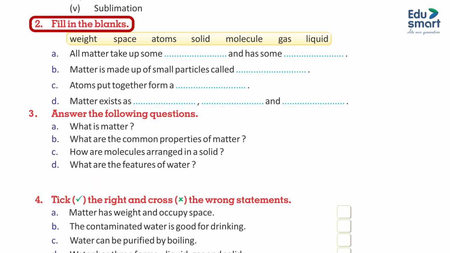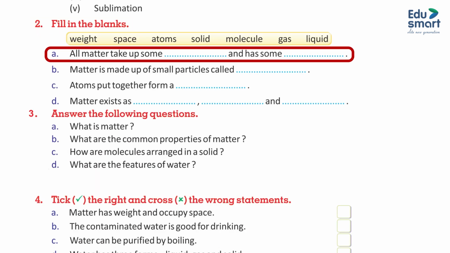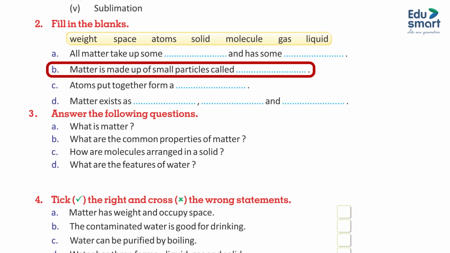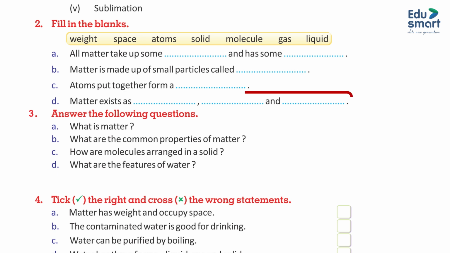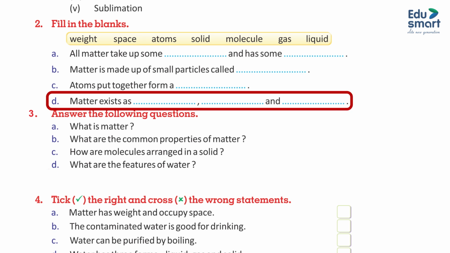2. Fill in the blanks. A. All matter takes up some ____ and has some ____. B. Matter is made up of small particles called ____. C. Atoms put together form a ____. D. Matter exists as ____, ____ and ____.